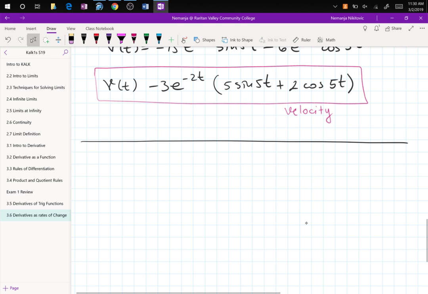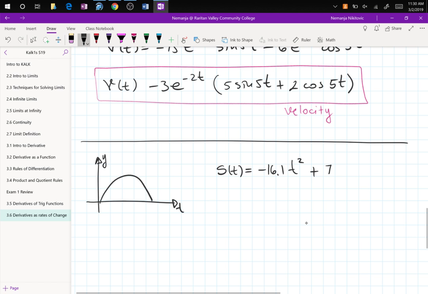So let's take a look at this parabolic motion. You shoot an object in time, and let's say s of t, the position, is negative 16.1 t squared plus, let's go with, I don't know, 7t and then plus 2.